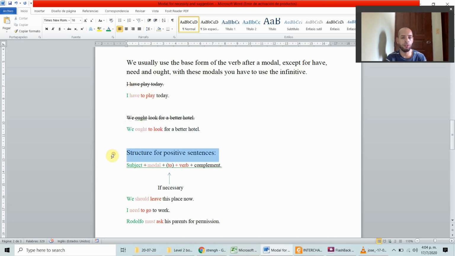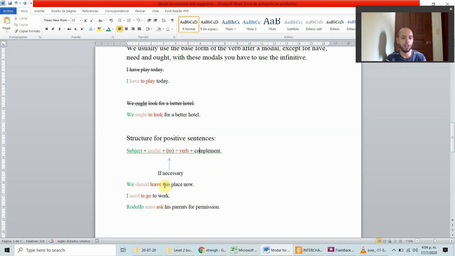The structure for positive sentences: subject, modal, plus to, only if necessary, the verb and the complement. We should leave this place now. Subject, the modal, the verb, without to because it's not necessary to use to in this case, and this place now, the complement.